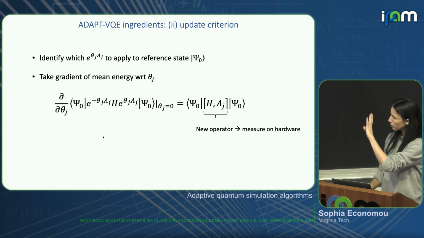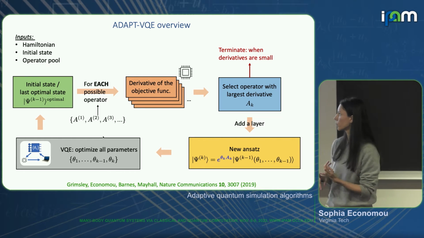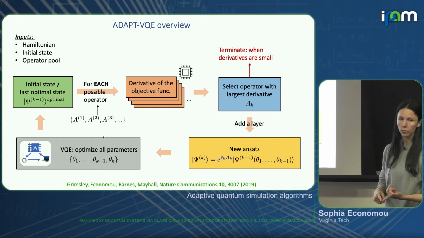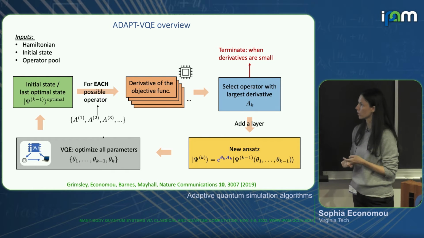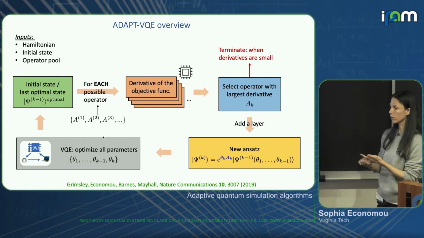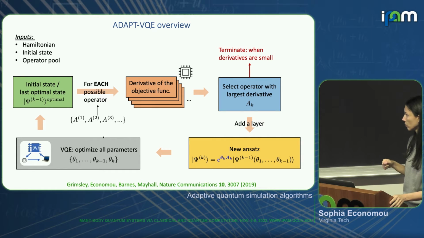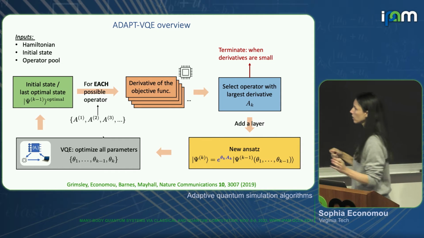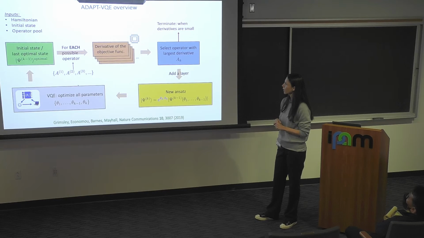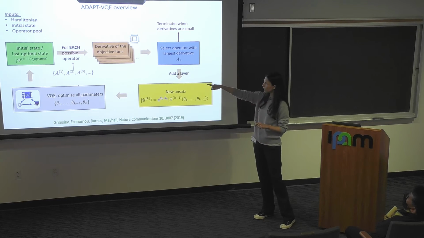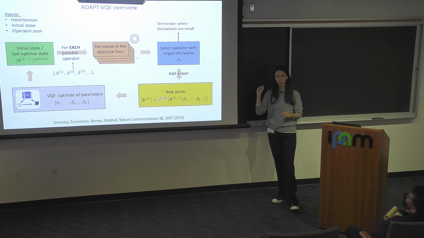So now let me show you just the big picture, how putting all this together. What is your user input? It's the Hamiltonian you want to simulate, of course. The initial state, which can be some simple reference state that you can easily create on your hardware, and the operator pool, all the possible unitaries you can append to your circuit. So you take this state, which is either your initial state or if you're somewhere in the loop, the last optimal state. And then for each of these operators in the pool, you measure the derivative of the objective function like I showed you before.